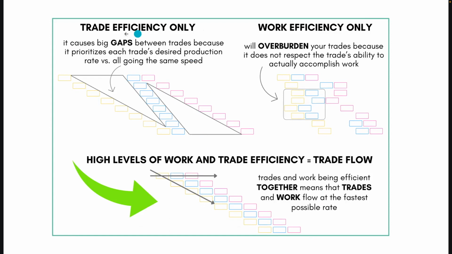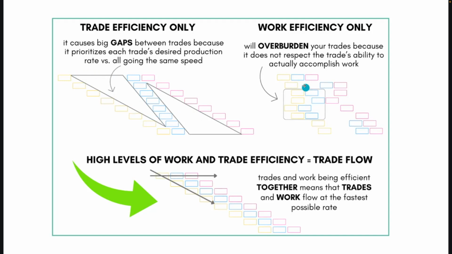So when we have trade efficiency only, it causes big gaps between trades because it prioritizes each trade's desired production rate. So you'll see that this first trade has its own pace and its own takt time, and so on and so forth. So you'll end up with these inefficiency gaps, is what we call them.